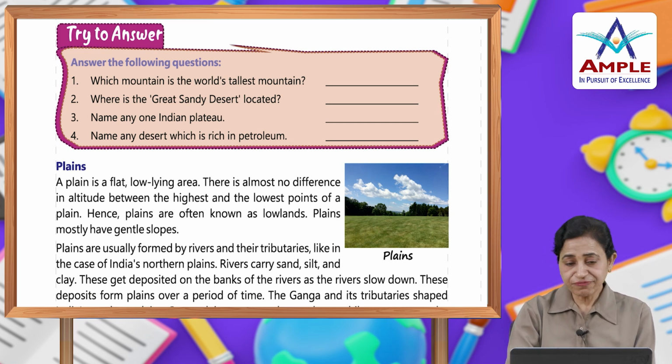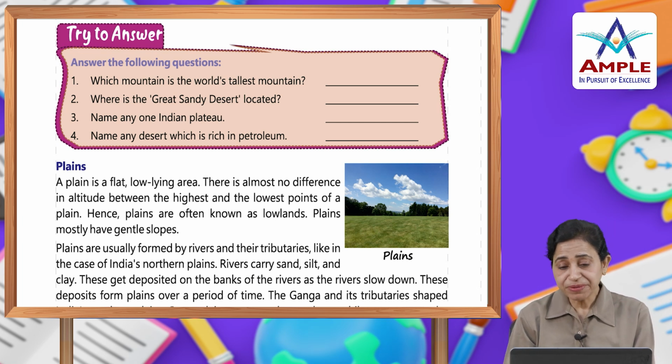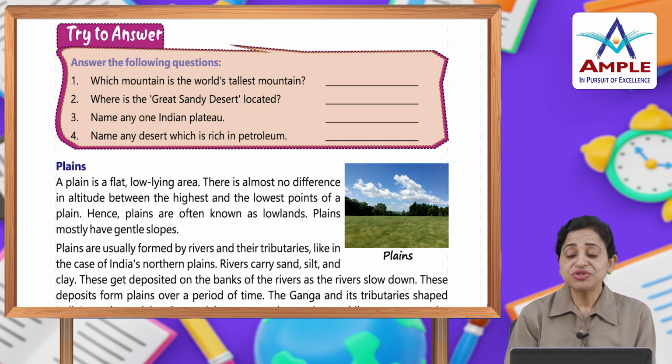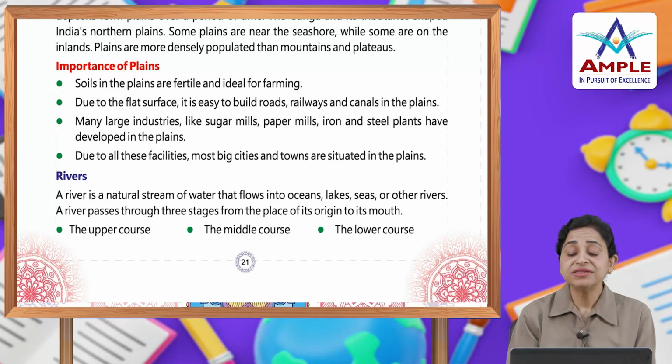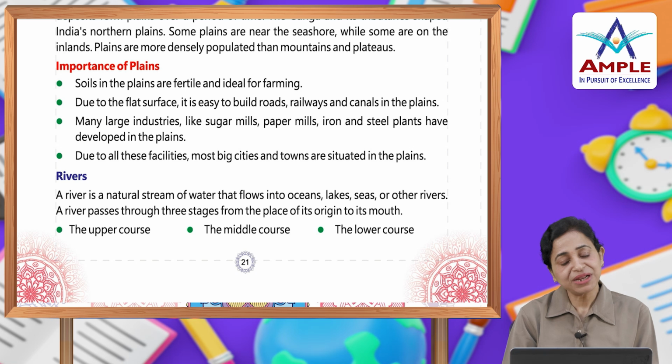Like in the case of India's northern plains, rivers carry sand, silt and clay. These get deposited on the banks of the river as the river slows down. These deposits form plains over a period of time. The Ganga and its tributaries shaped India's northern plains. Some plains are near the seashore while some are on the inlands. Plains are more densely populated than mountains and plateaus.